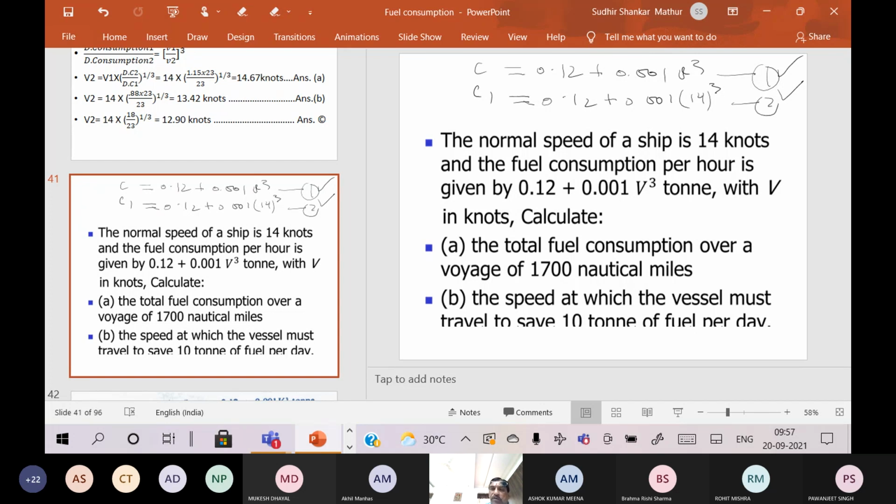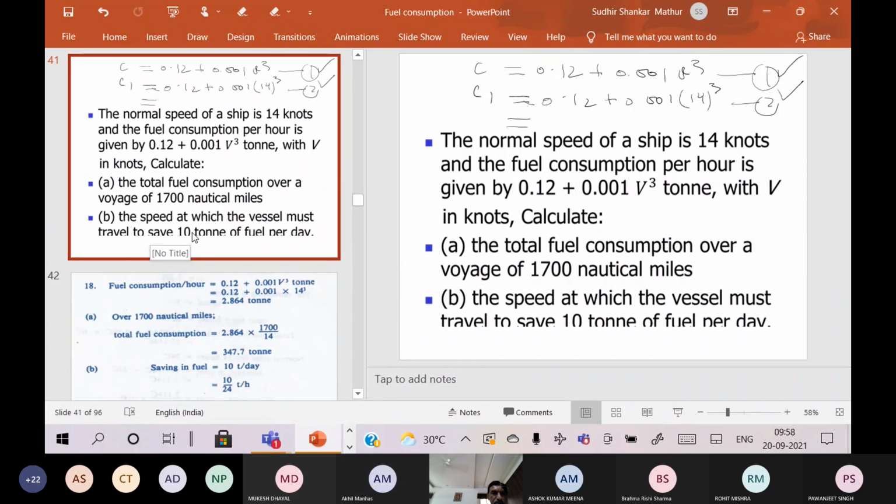Part B, we want to move the vessel at a certain speed so that we have a saving of 10 tons per day. So if I want a saving of 10 tons per day, I can say 10 by 24 is the saving per hour. So my new per hour consumption will be whatever I got originally. What was my original consumption here? How much you got? 1 point something? 1 point, let me check. What was the 0.864. 1 point and 2.86.